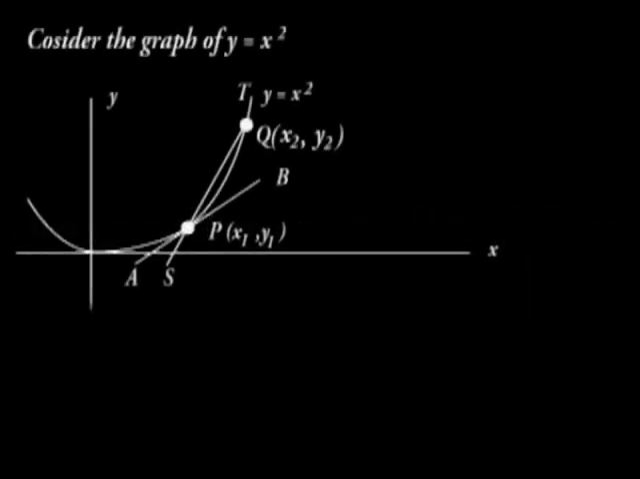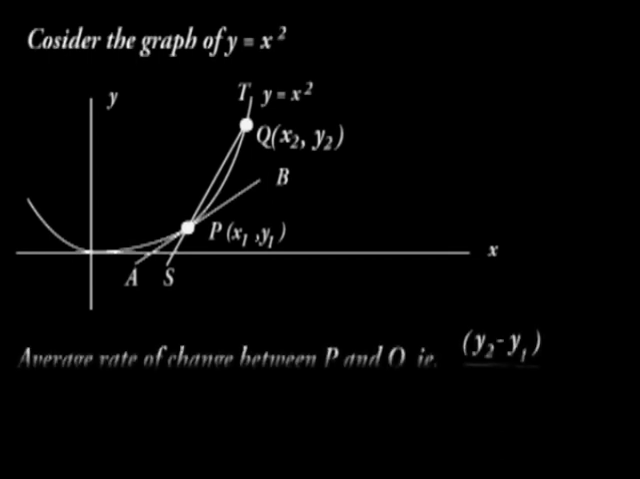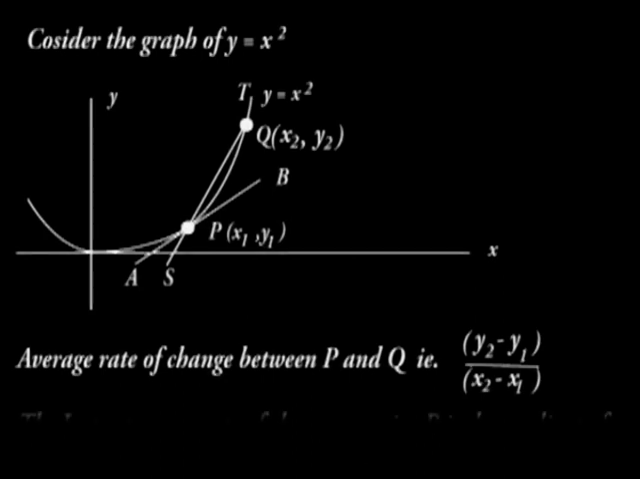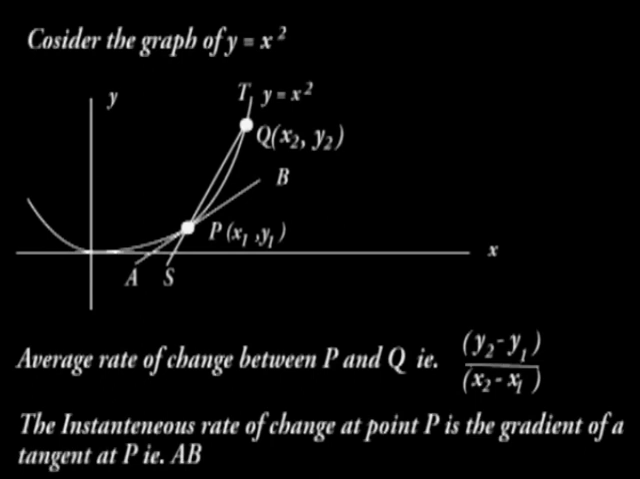Consider the graph of y is equal to x squared below. The average rate of change between P and Q is the gradient of a straight line from point P to Q, that is y2 minus y1 over x2 minus x1. The instantaneous rate of change at point P is the gradient of a tangent at point P, that is AB.